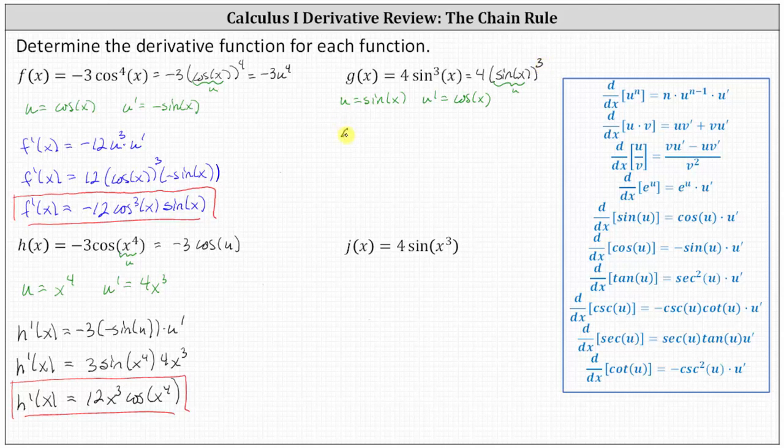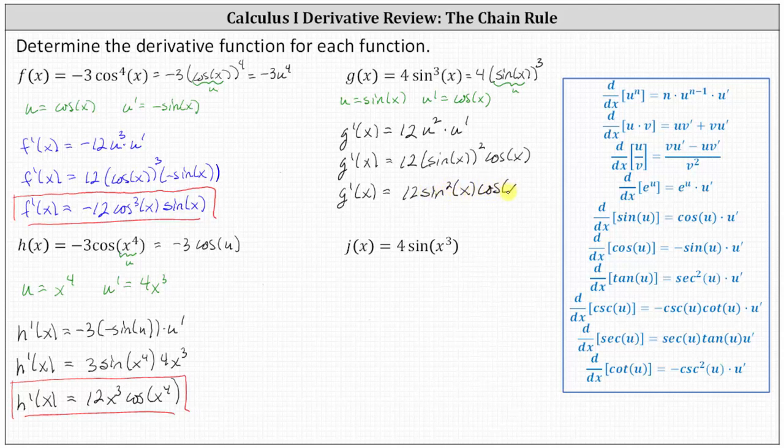And therefore, g prime of x is equal to, we'd multiply by 3. 4 times 3 is 12. U to the power of 3 minus 1, which is 2, times u prime. Again, running this back in terms of x, we have g prime of x equals 12 times u squared, which is the square of sine x, and u prime is cosine x. Let's write this one more time as g prime of x equals 12 times sine squared x times cosine x.